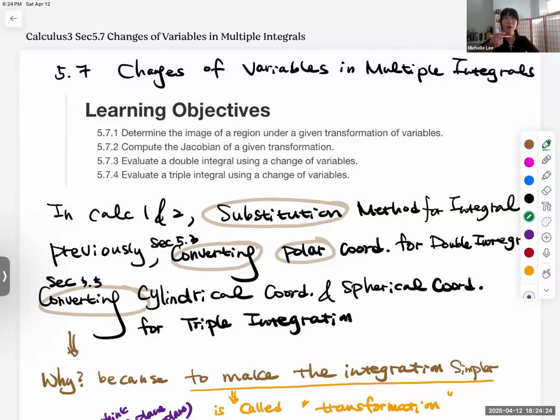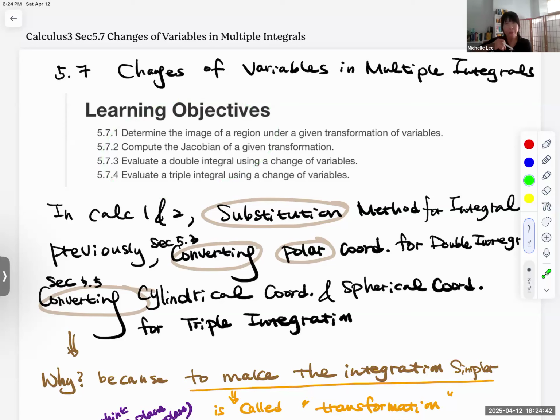Everyone. Today we are going to learn 5.7, changes of variables in multiple integrals. Okay, so we have a learning objective here.